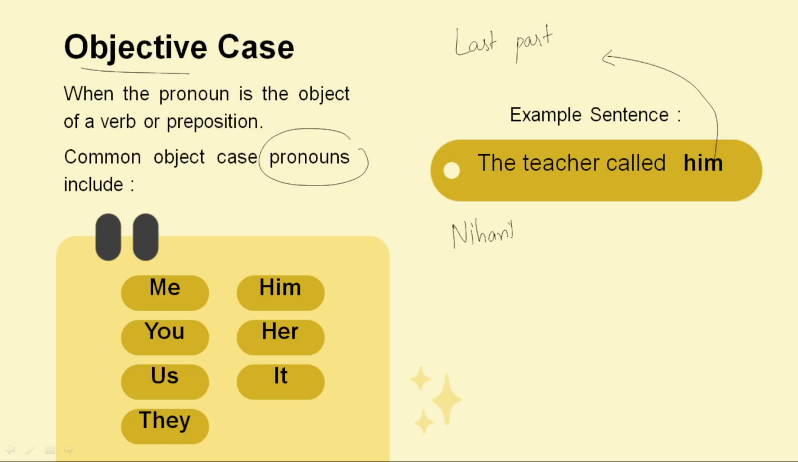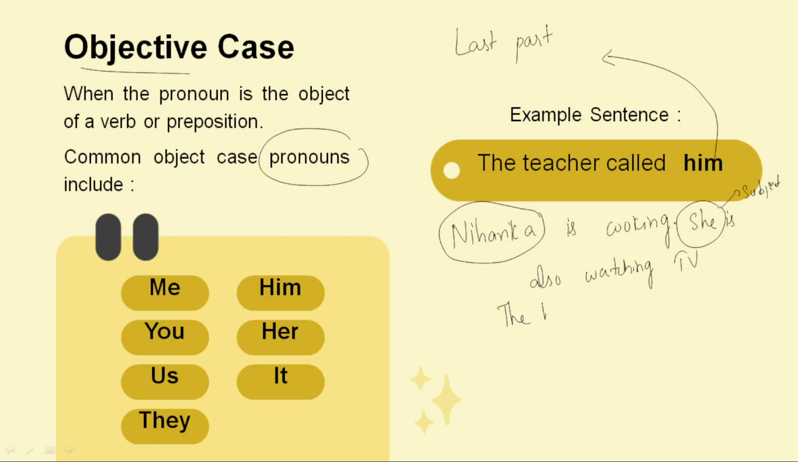Niharika is cooking. This is my sentence. Now I want to replace this Niharika: She is also watching TV. So what am I doing here? Instead of writing Niharika two times in the sentence, I replaced Niharika with the pronoun she. Because she has come in the first part of the second sentence, this she is called the subject of the sentence.